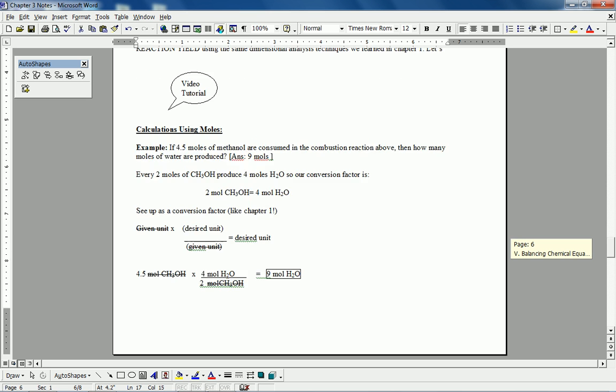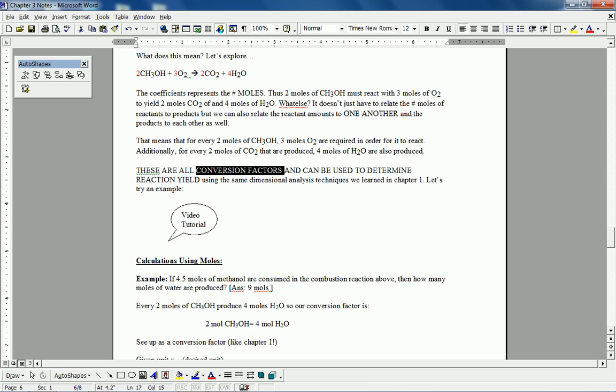So we could actually look at the problem and say, okay, methanol to water, every 2 moles of methanol, okay, produce 4 moles of water. So we make double the amount of water. So if we have 4.5 moles of methanol, we'll make double that of water, or 9 moles. And there's our answer, 9 moles.